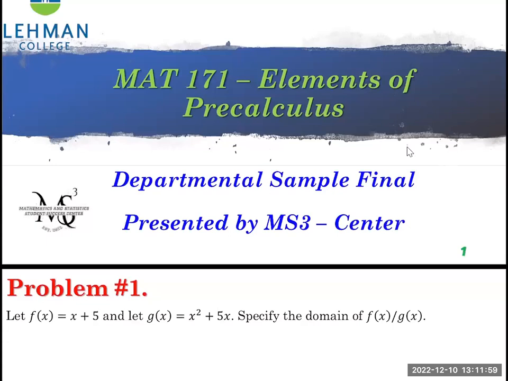Welcome to our Math 171 Elements of Pre-Calculus review, namely for the departmental sample final. This is being presented by the MS3 Center.